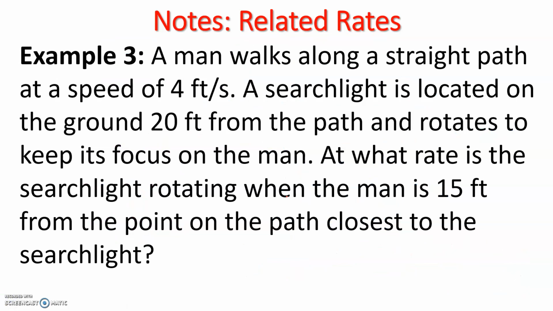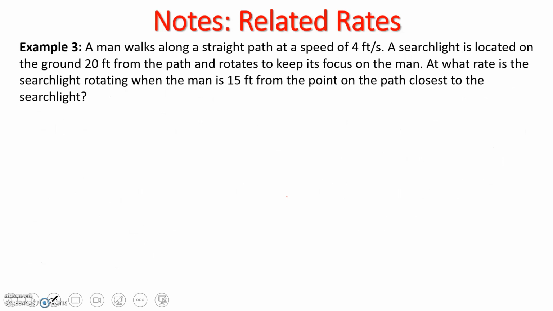All right, the final example. A man walks along a straight path at a speed of 4 feet per second. A searchlight is located on the ground 20 feet from the path and rotates to keep its focus on the man. At what rate is the searchlight rotating when the man is 15 feet from the point on the path closest to the searchlight? Okay, so we're going to start with our drawing.